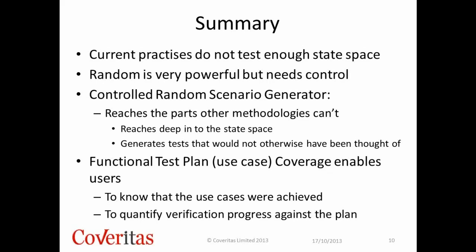Randomization is extremely powerful. It's been used in many guises for a lot of time. But what we really need is control over that randomization process. And that's really key. If we have the right levels of control, we can really start to automate a vast amount of the test generation itself.